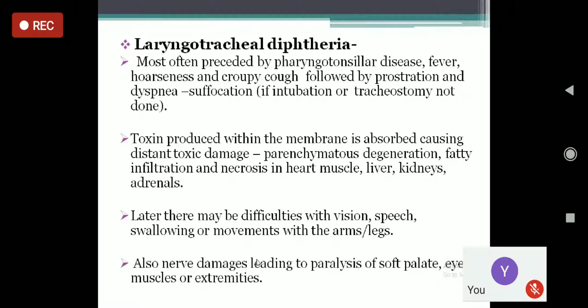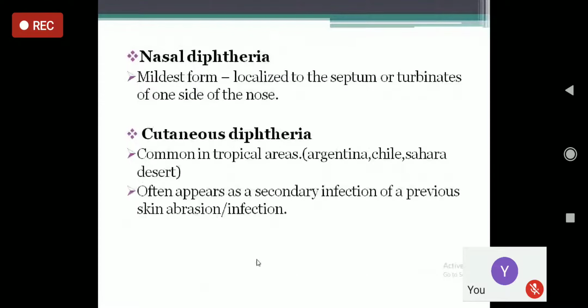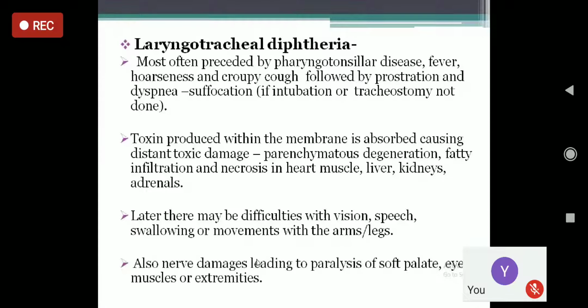First, it has to affect the nose and pharynx, then tonsils, then it will move down to the larynx and trachea. So here also it is most often preceded by pharyngotonsillar disease. First, a child develops pharyngotonsillar diphtheria, then slowly the child will develop laryngotracheal diphtheria as well, and the child will develop fever along with that.